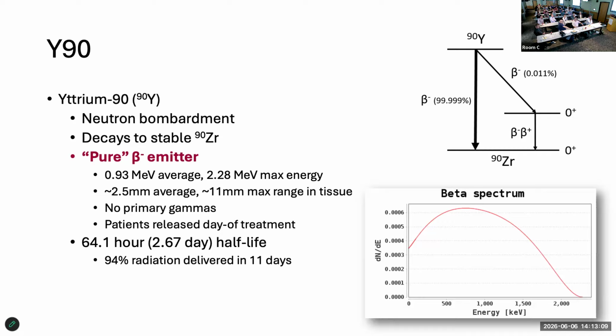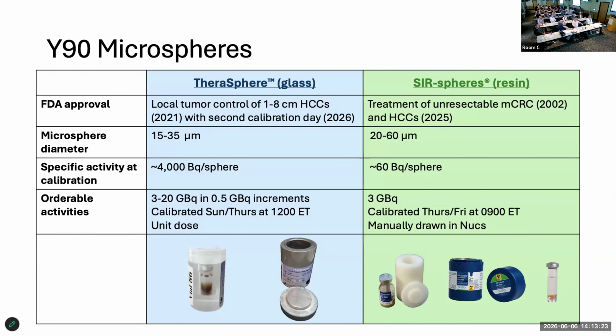As I mentioned, the half-life of yttrium-90 is 64.1 hours or 2.67 days, meaning our 10 half-lives is about a month, and 94% of the radiation is delivered within the first 11 days of treatment. There are currently two widely used vendors for microspheres. There are a few more coming on, but these are the two that are FDA approved.